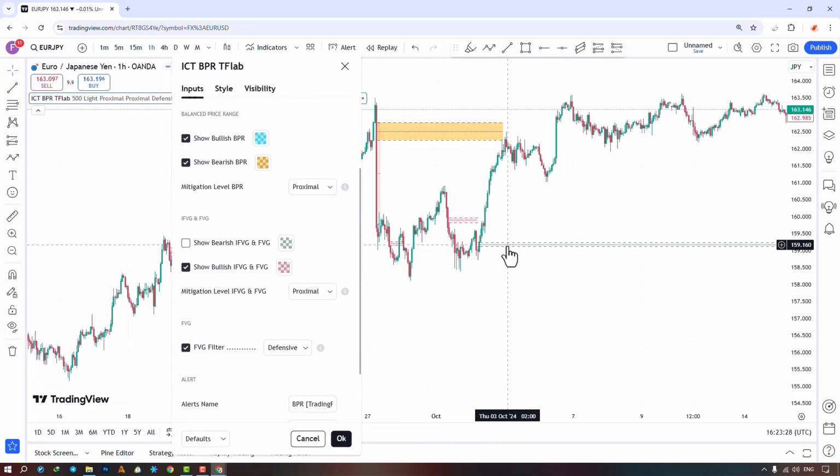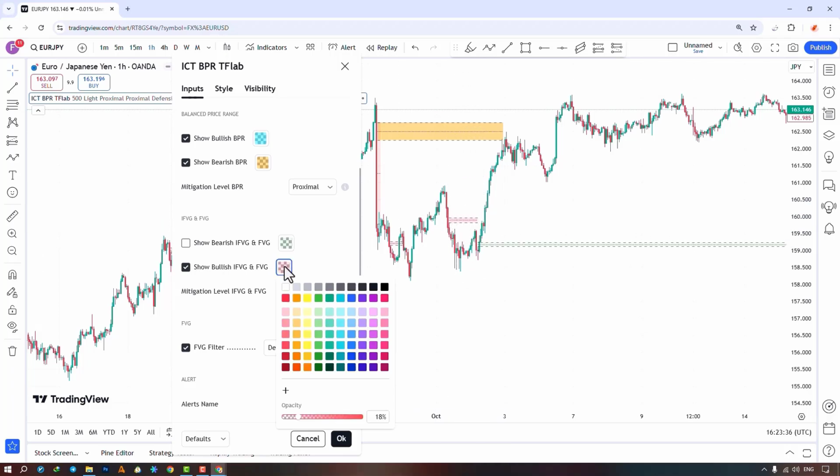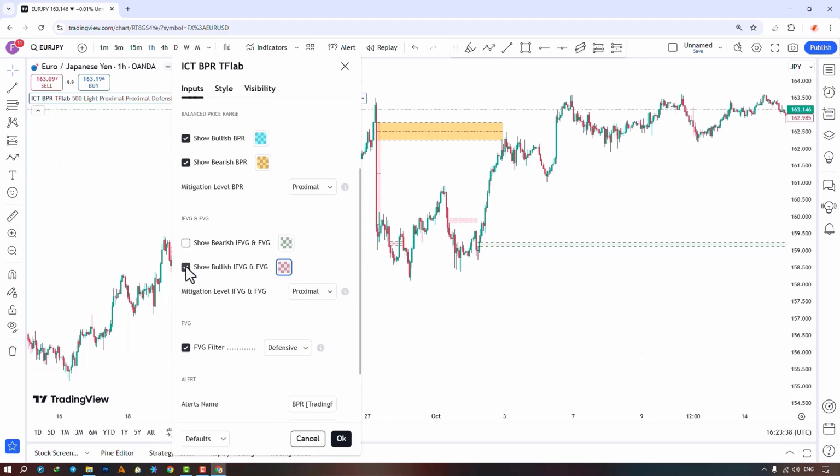Here we have identified a bullish IFVG and a bearish order block. You can change its color to your preference. Next, adjust the mitigation level, IFVG and FVG, with 3 modes: proximal, closest to the price, 50% OB, the midpoint of the range, and distal, farthest from the price.